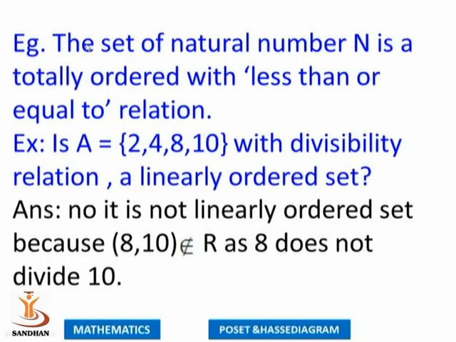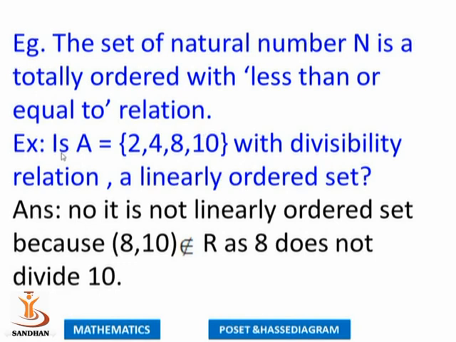So the example is the set of natural numbers N is totally ordered with the less than or equal to relation, because we know that the set of natural numbers N contains all positive numbers, and for the relation less than or equal to, 1 is less than or equal to 2, less than or equal to 3, less than or equal to 4 and so on. So all the numbers in N are related to each other. So it is a chain or linearly ordered set.